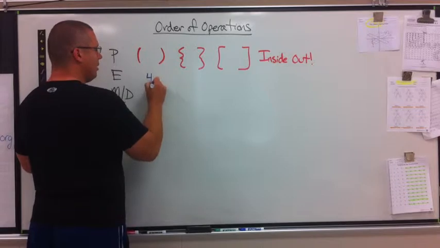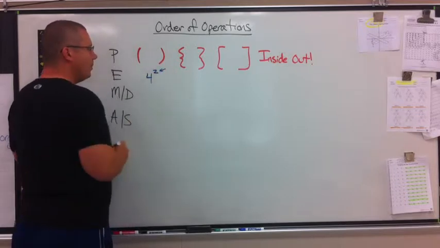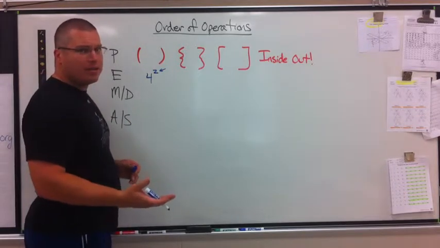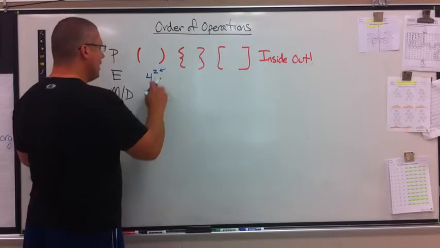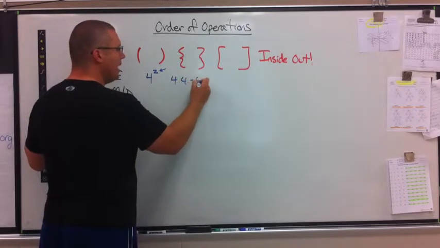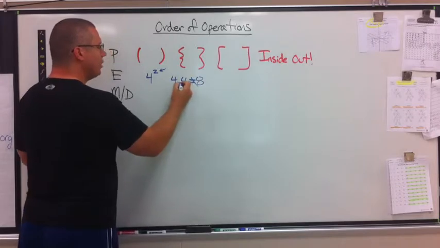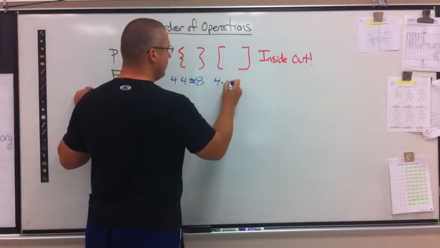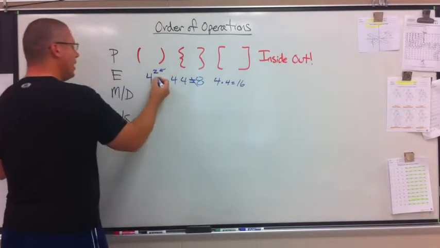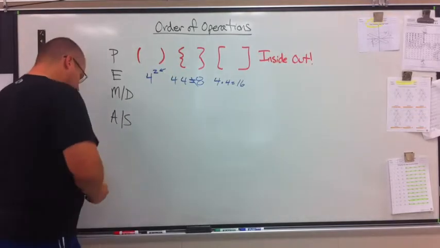Exponents, the little number that's at the top. Please remember that 4 to the second is not 8. Too many kids say, oh, 4 and 4 give me 8. That's not true. 4 times 4 is 16. So please remember that exponents are that number times itself.